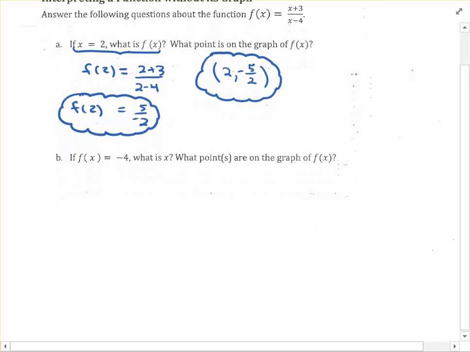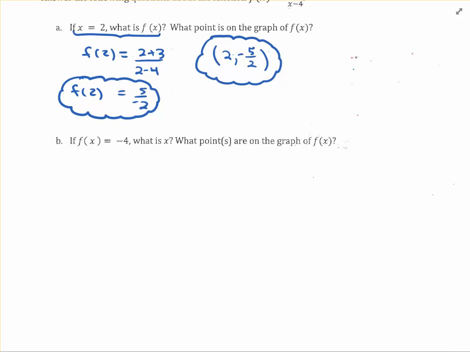Now for part B, it says if f of x is equal to negative 4, what is x? And what point or points would therefore be on the graph of f of x? So here it's kind of backwards. They're actually telling you this time that y is equal to negative 4, and we have to figure out, okay, well, what x value would produce this as a y value? Alright, so here they're giving us a y value, or a y coordinate, so to speak, and we have to figure out what x value or what input generates it.